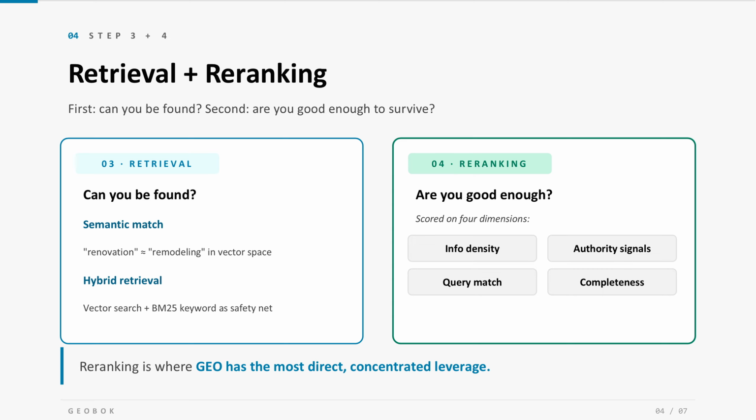Now step 4. Re-ranking. Answers, are you good enough to survive? A more precise model scores each top n chunk on information density, authority signals, query match, and completeness.